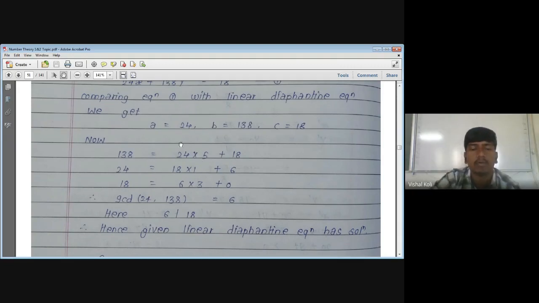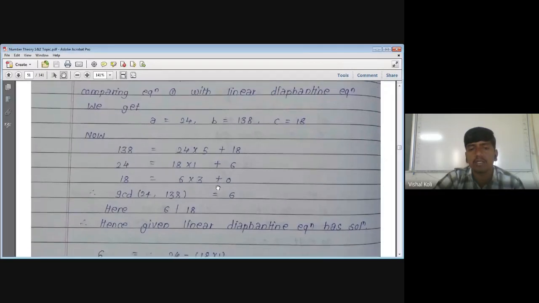Now we have to express 24 as 18 into 1 plus 6, and 18 is nothing but 6 into 3 plus 0, and from this one the GCD of 24, 138 is nothing but 6, and 6 divides c, that is c equal to 18. Therefore the given linear Diophantine equation has a solution.